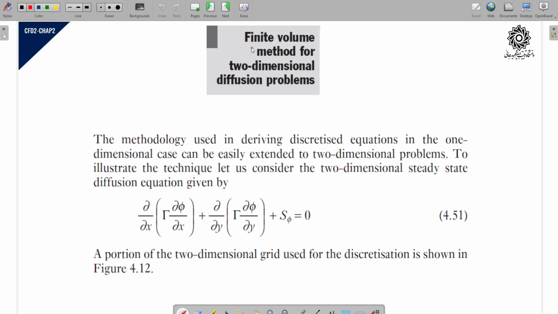In this session, we introduce the finite volume method for two-dimensional diffusion problem. The methodology used in deriving discretized equation in the one-dimensional case can be easily extended to two-dimensional problem. To illustrate the technique, let us consider the two-dimensional steady-state diffusion equation.